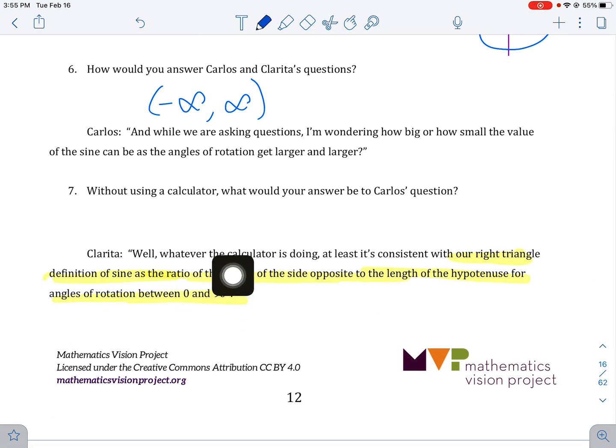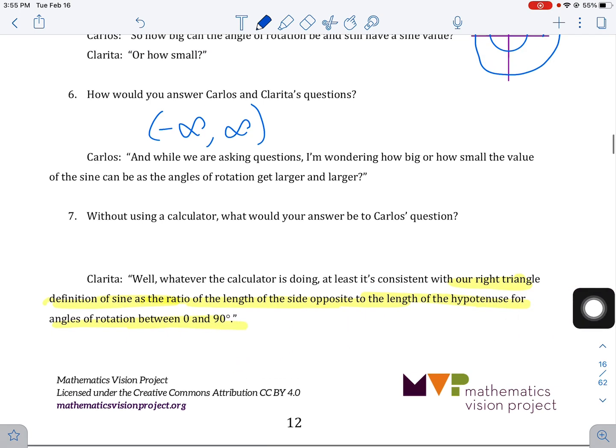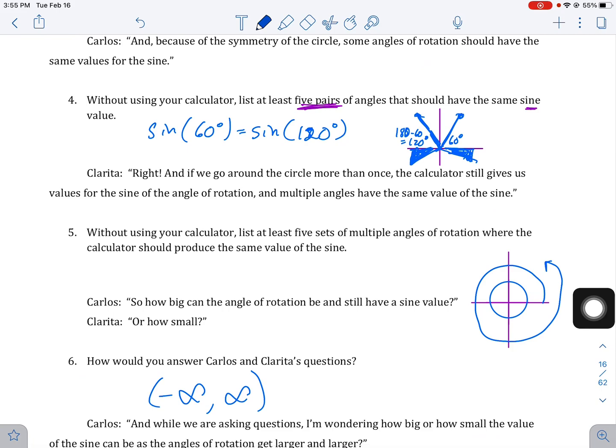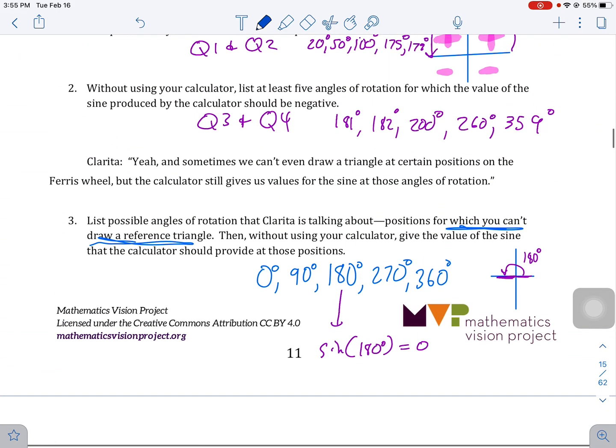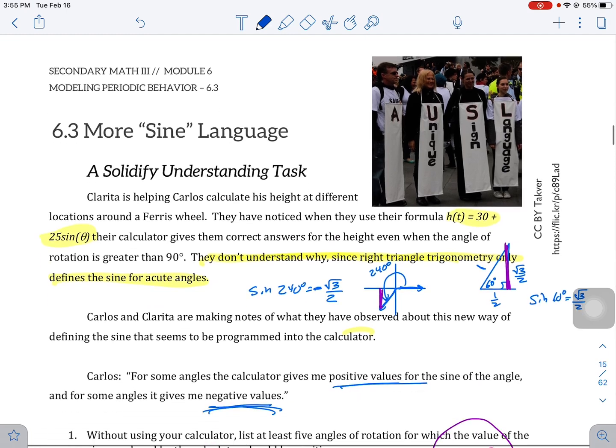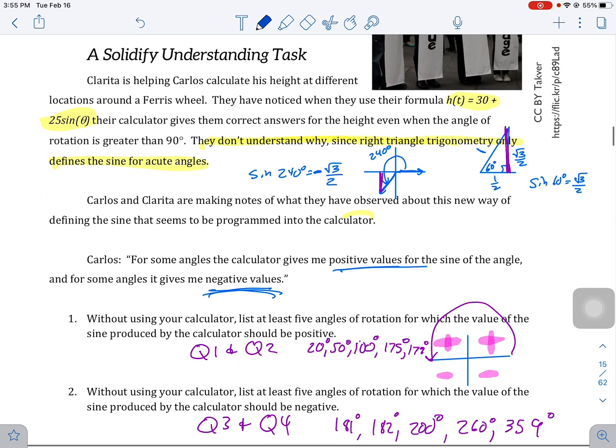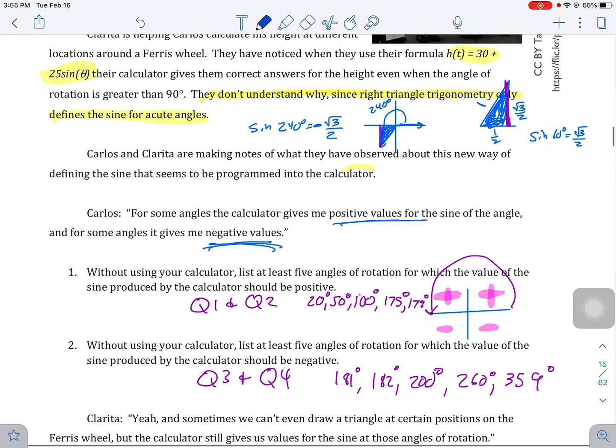Okay, and then Clarita says, well, whatever the calculator is doing, at least it's consistent with our right triangle definition of sine as the ratio of the length opposite to the length of the hypotenuse. And that comes back to the idea of these reference triangles that you can draw. So this triangle right here, and this triangle right here, those are congruent triangles. All right, and that's called a reference triangle.